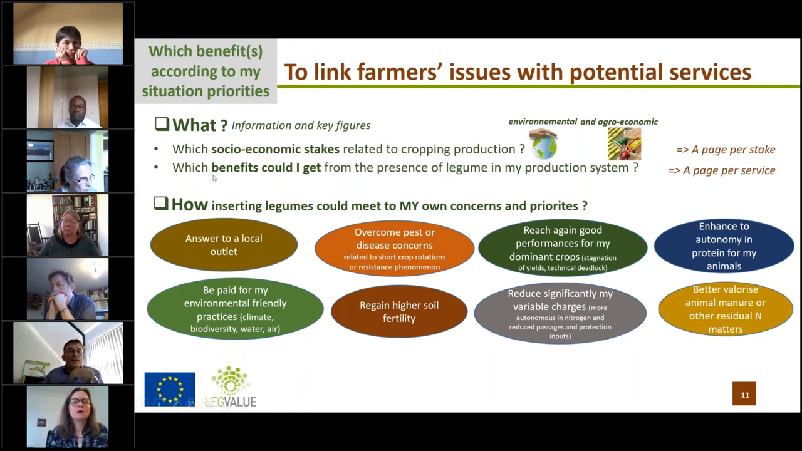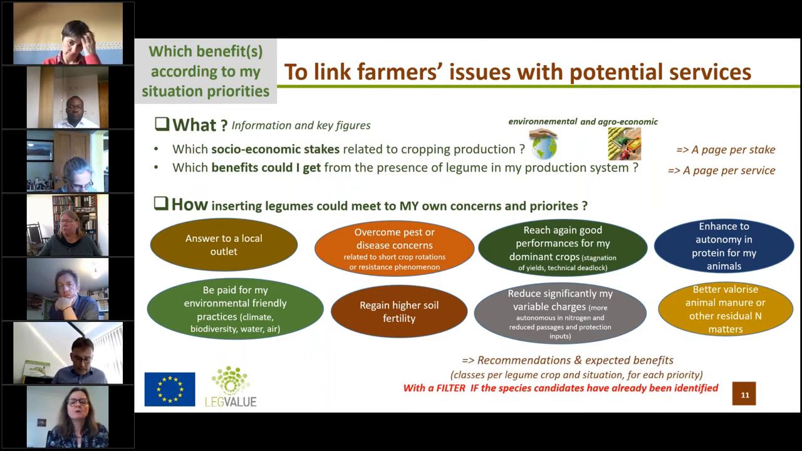And then, another part will be how to insert legumes and how to know that a legume will meet my priorities. So here we have entered eight types of priorities, which are raised by farmers in general, whether it's to answer local outlets, or to be paid for services given to the environment or to society, or whether it is mainly to reach good performance for my dominant crops and so on. So here we will display recommendations and show the expected benefits, with a list of presentation of the classes for each service relevant for the priority per legume crop and situation. And there will be a filter when the user has already identified the legume species candidates for his situation.